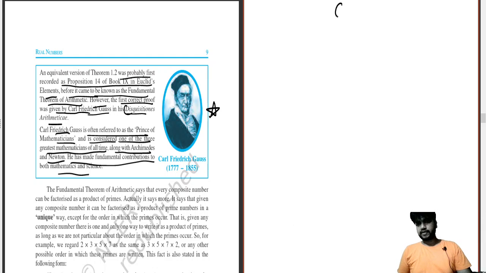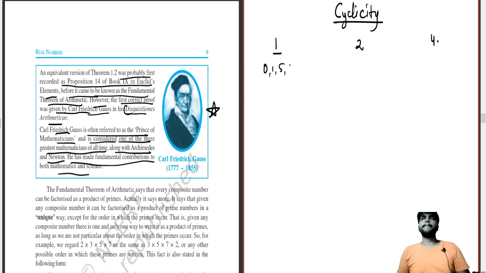There is a concept of cyclicity. This will be taught to you for your government exams. There are three cyclicities: 1, 2, and 4. Cyclicity 1 means the number ends with 0, 1, 5, or 6. Cyclicity 2 covers numbers ending in 4 and 9, and cyclicity 4 covers numbers ending in 2, 3, and 7.